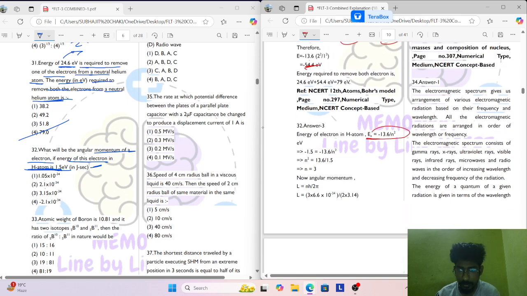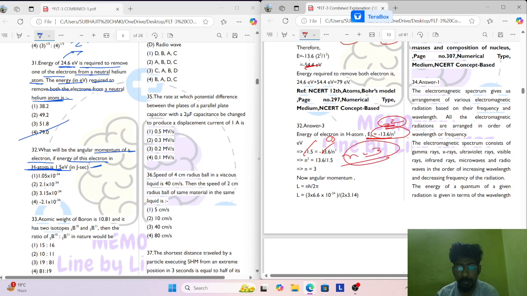We know the formula, this was already discussed in this situation here. So Z square by n square. Why is Z not mentioned in this formula? Because in the case of hydrogen, Z equals 1. So En is given as what? 1.5, and this will become 9. En will be equal to 3.